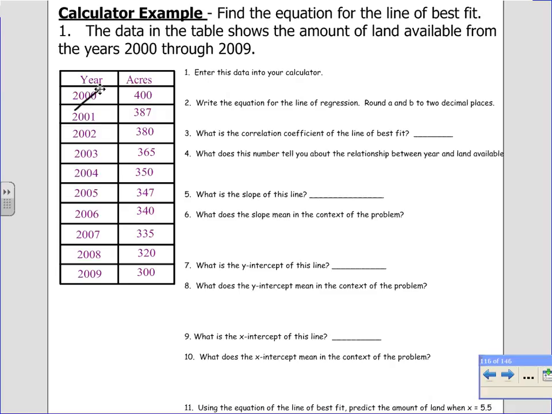Good. So the first thing you need to do is change all these to be 0 through 9. Do not use the years if they give them to you. Guarantee that that will happen on your quiz, that I will give you the years, you need to change them.